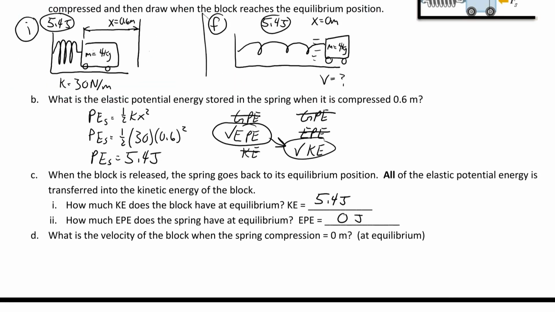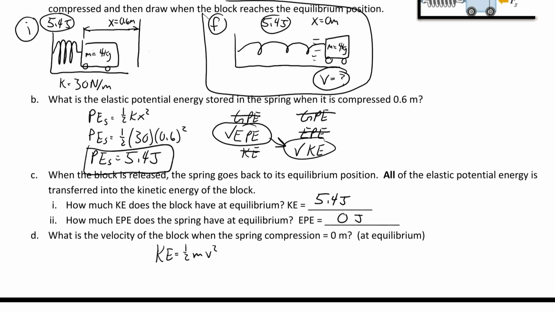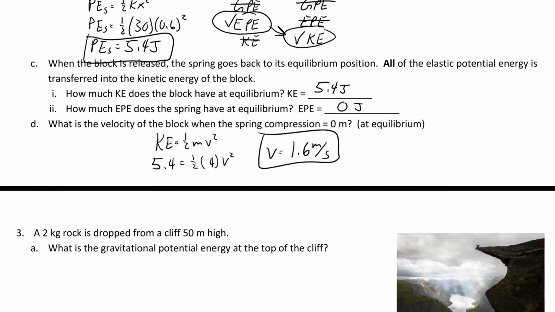At D, it says, what is the velocity of the block when the spring is compressed 0 meters? So they're talking about this final situation here. Now that we know what the kinetic energy is, we could just do KE is equal to 1/2 mv squared. The whole trick is we could plug in the 5.4 joules that we calculated before for the initial situation. That's equal to 5.4 joules of kinetic energy in the final situation. So this is 4 kilograms times the velocity squared. You do the math and you should get about 1.6 meters per second. Very good.